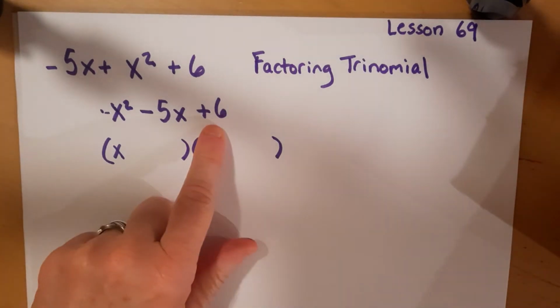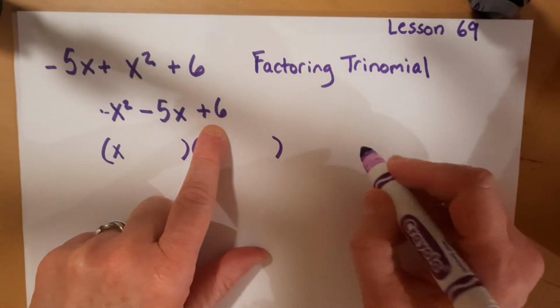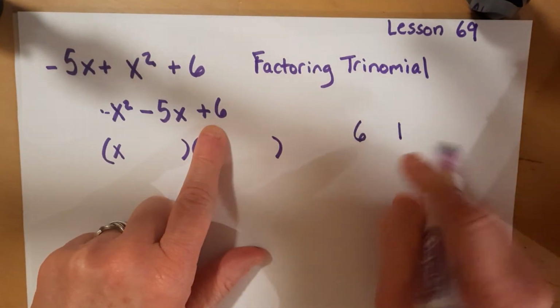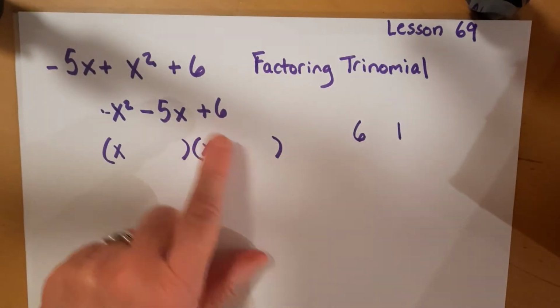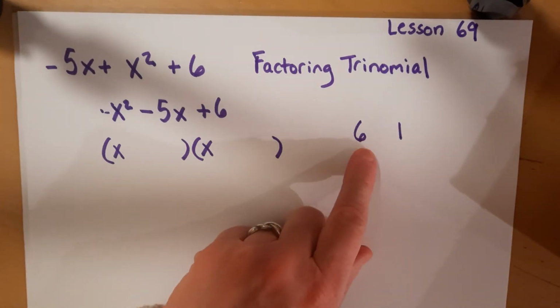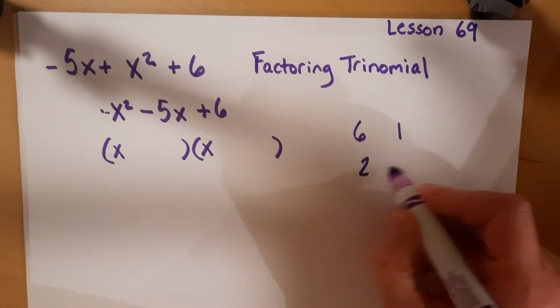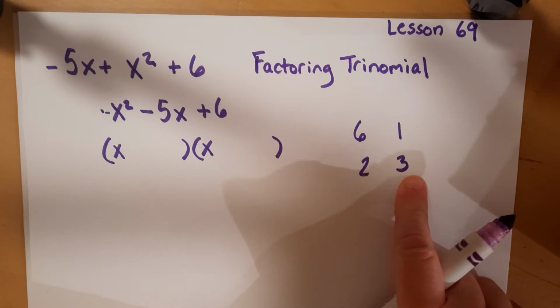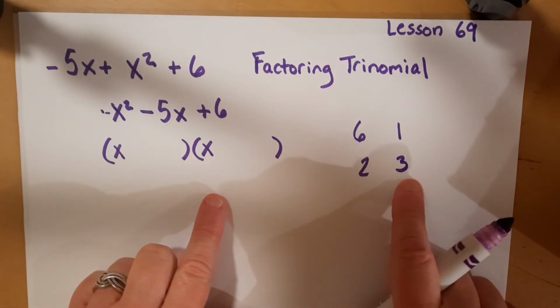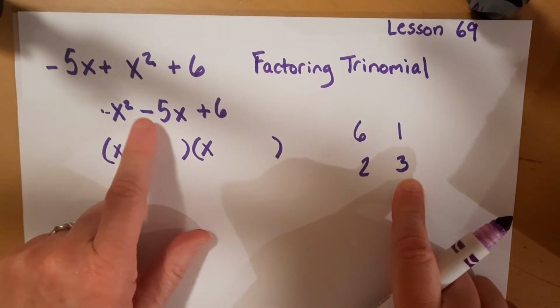So let's think of two numbers that multiplied together equal 6. We could say 6 and 1, because 6 times 1 is 6. But when we add those two together, that gives us 7. So that's not going to work. So what are the factors of 6? Well, we can say 2 times 3. 2 times 3 does equal 6, so that works. 2 plus 3 equals 5, but we need a negative 5.